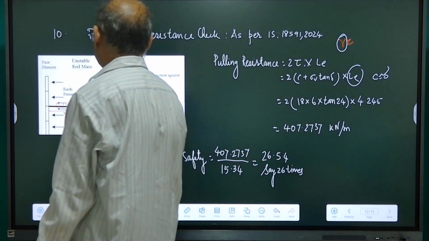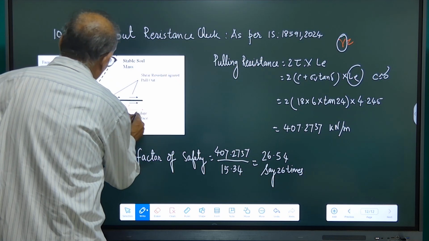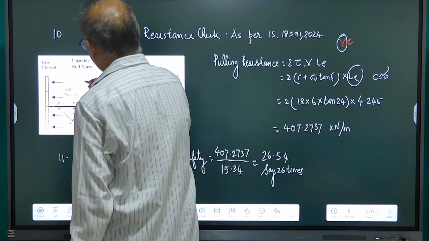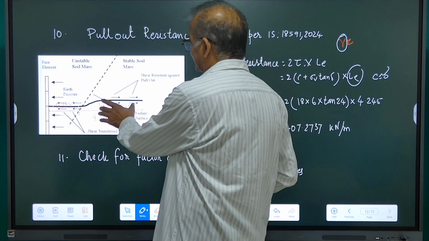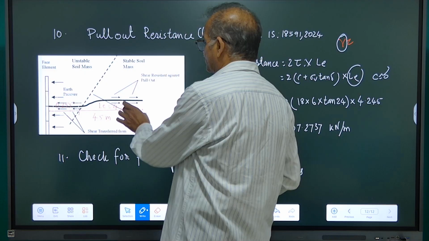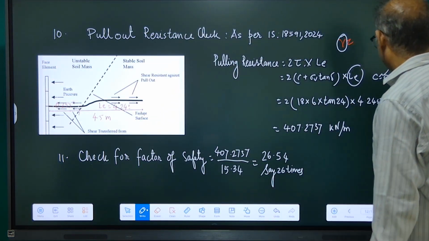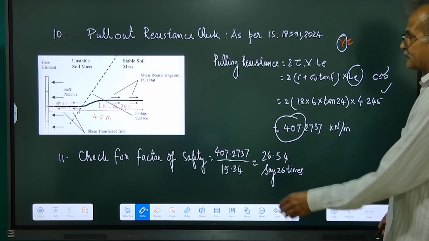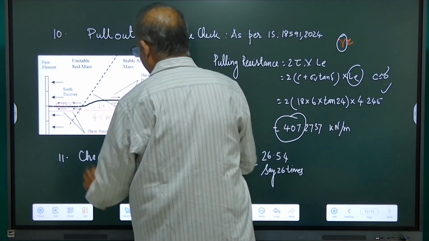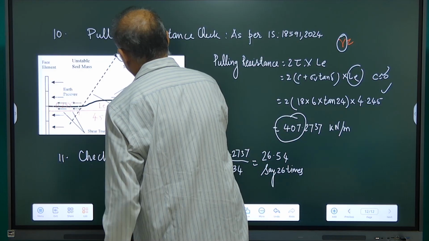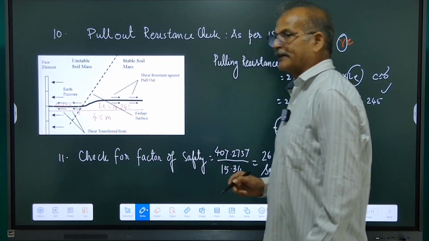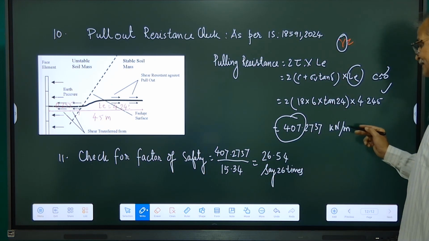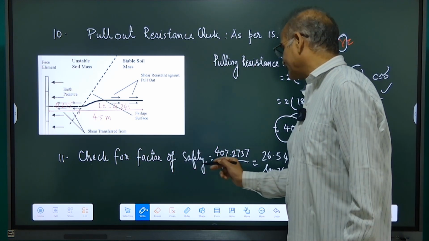4.245, because the total provided length is 4.5 meter. This active zone length LR is 0.255, hence the remaining anchorage length LE value is 4.245. So we input the LE value; the pulling resistance will be offered by this geogrid while pulling from this side. The length is 4.245, which is anchored in the stable soil, meaning resting soil. So it has come 407.2737 kilonewtons per meter. Check for the factor of safety.